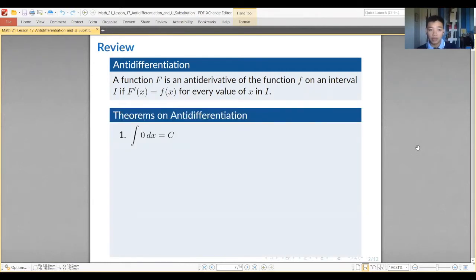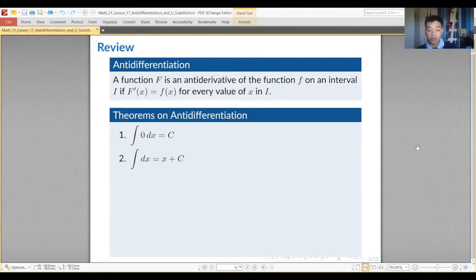Next, let's look at some theorems that concern antidifferentiation. So when you want to look for an antiderivative of a function, you will make use of integrals. In this first theorem, we see that if you get the antiderivative of 0 with respect to x, you'll get the indeterminate constant, any constant, which we denote by a capital C. This follows from the fact that if you get the derivative of a constant, you'll always get 0.